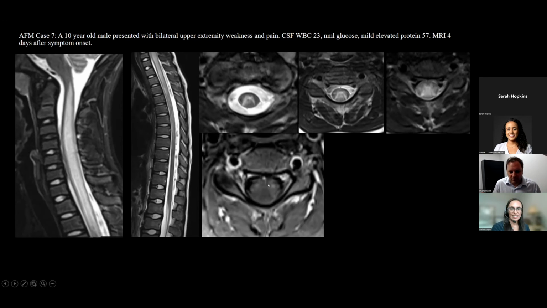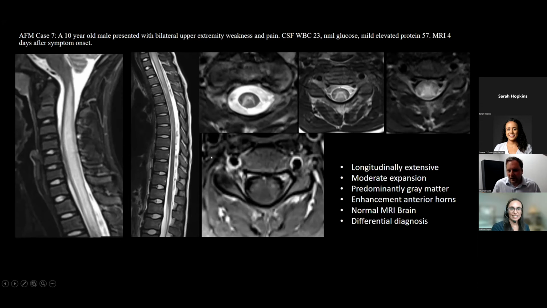Also, the other thing that helped us was this anterior horn enhancement pattern that we saw. Don't typically see that with other diagnoses. But this is certainly one that might blend into some of the differential diagnoses I'm showing you later. But longitudinally extensive, moderate expansion, predominantly gray matter, but kind of questionable in some areas. Anterior horn enhancement, brain MRI was normal, which is really helpful. If we saw something else, that might sway us in the diagnosis. This one, as a radiologist, I'm probably going to give a differential diagnosis for sure, and we'll go over some of those next.